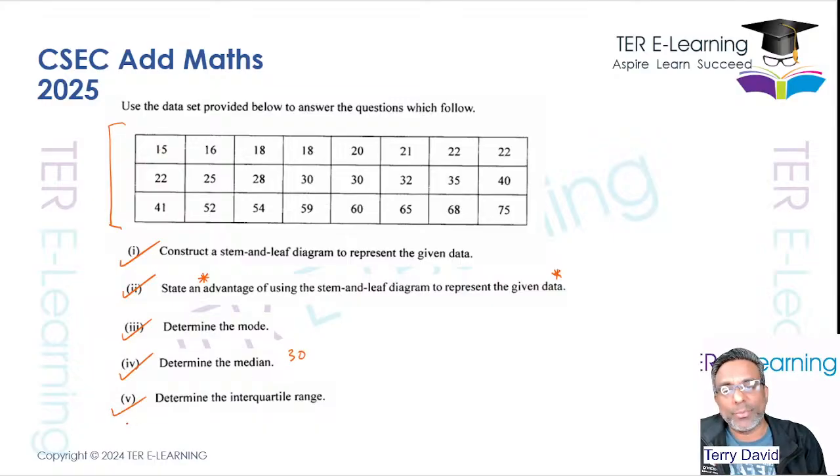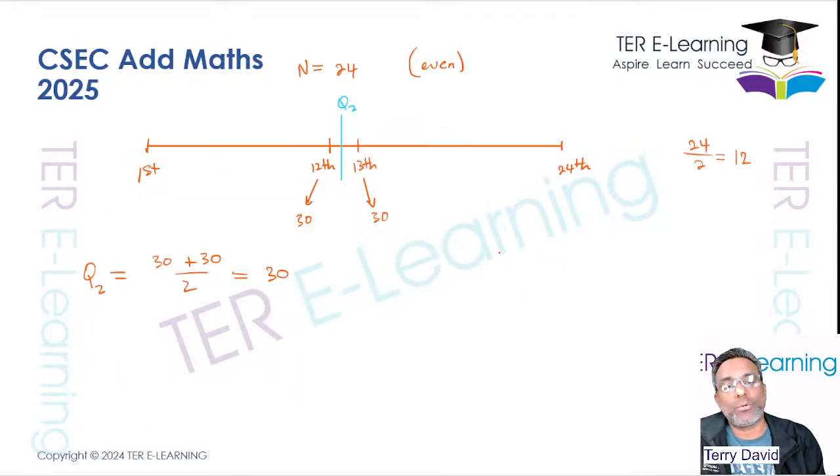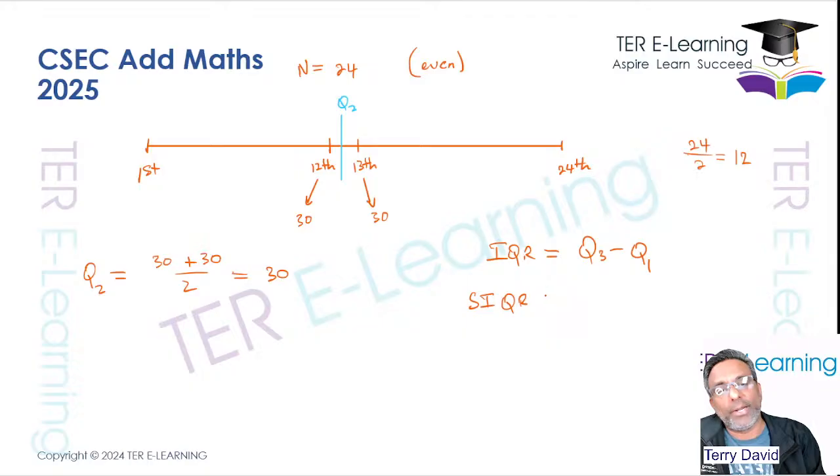The next part, we want to calculate the interquartile range. Again, that's problematic for some students. The interquartile range is equal to your upper quartile minus the lower quartile. CSEC could potentially ask us about the semi-interquartile range as well, which is simply going to be a half multiplied by Q3 minus Q1.